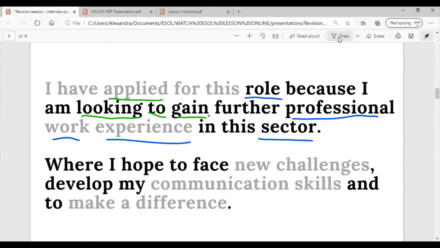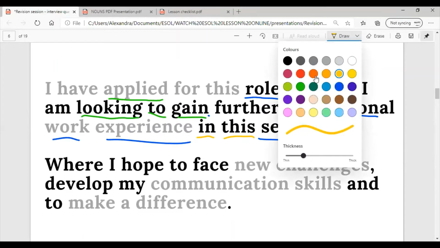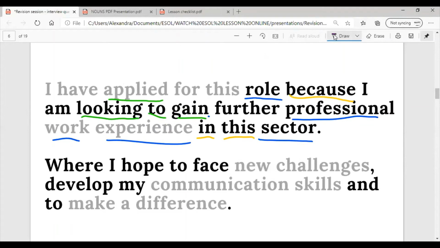Our conjunctions, our little connective words, where have we got? We've got in and this are conjunctions, and because, one of our longer conjunction connective words. And then we've got an adjective in the form of further, so explaining more about the nouns, further.